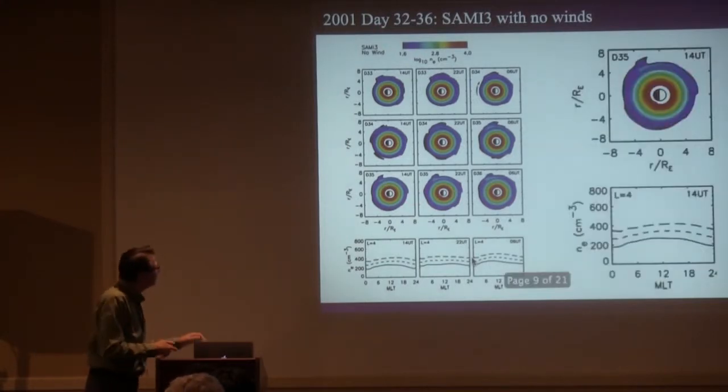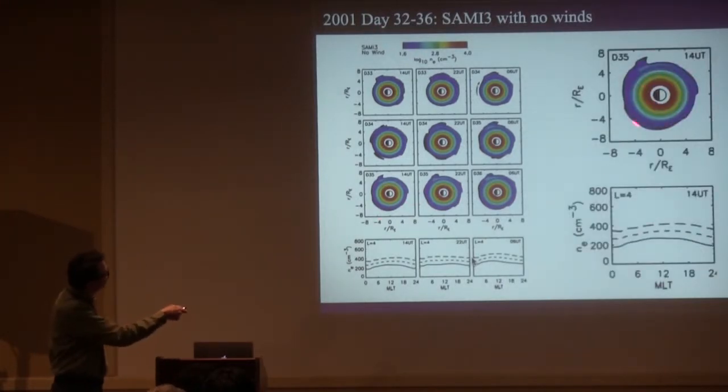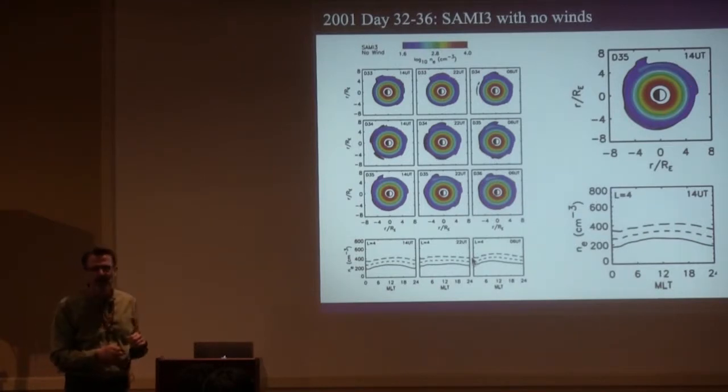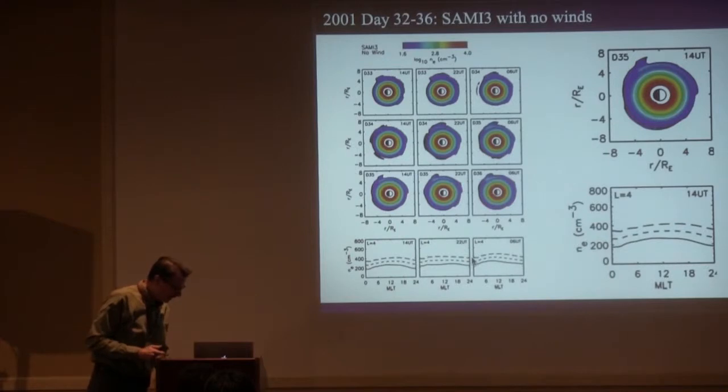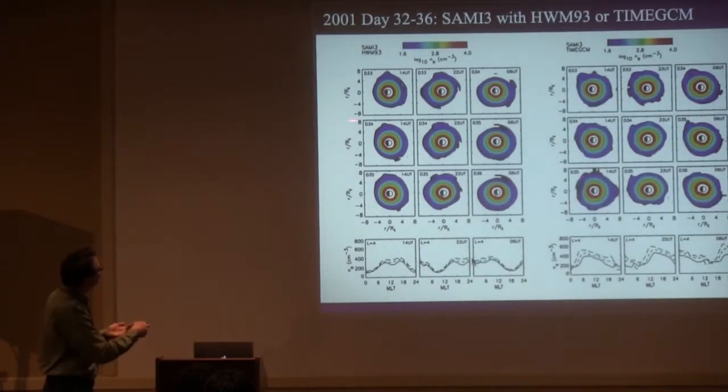I'm going to make these things in the corner bigger. This circle is actually a contour at a fixed density of 300 cc, I think. And these profiles, I think this is this one, so this is the long dashed line. But you have a very smooth profile versus local time. So it's very round. So when you switch on the winds, and these are 2 different cases.